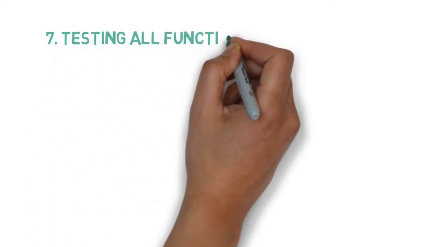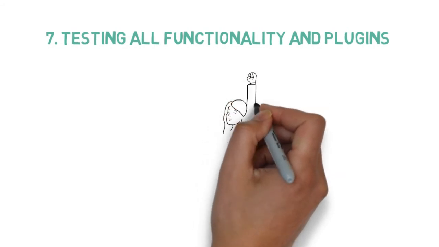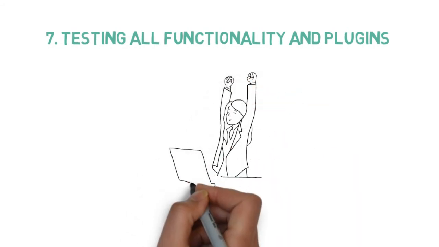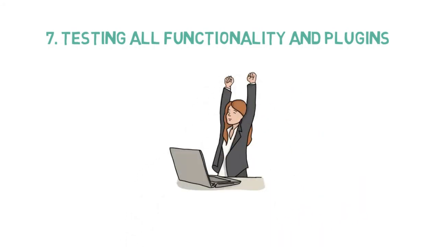7. Testing all functionality and plugins. Once you have the new theme activated, you need to make sure that you retain all the functionality and plugins still work. Remember that good old notes list that you created in step 1. This is the time where that can come in handy. Go back and add any and all functionality that you want to bring from the old theme into the new theme if you haven't done so already.